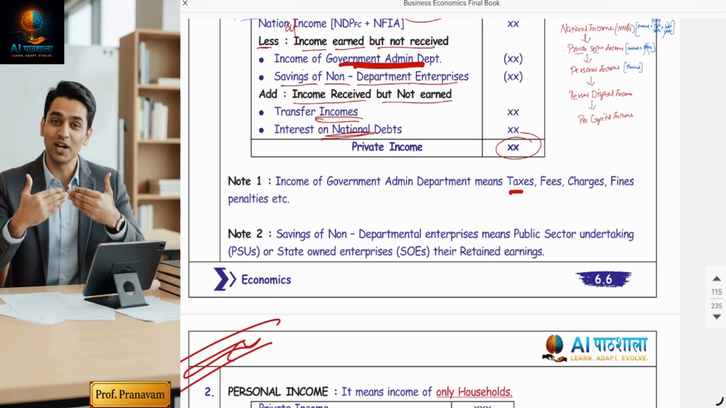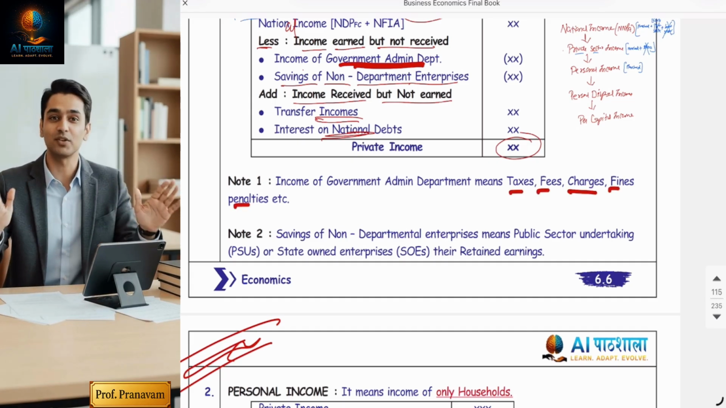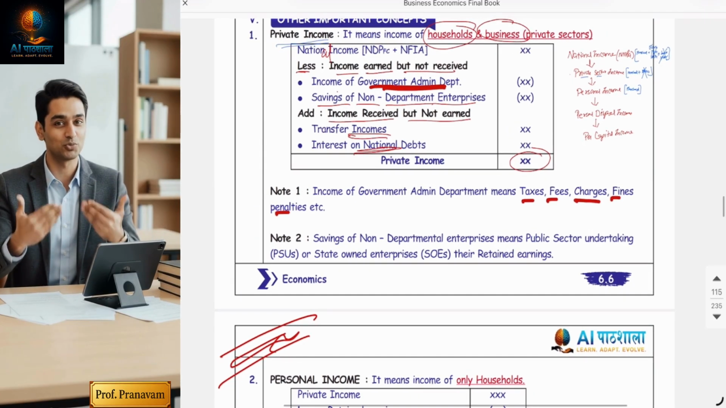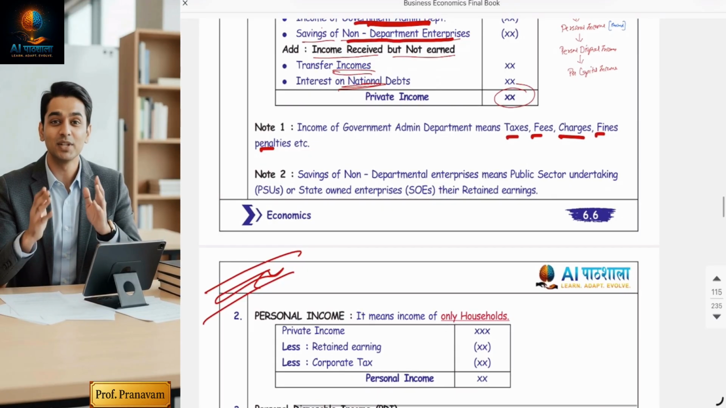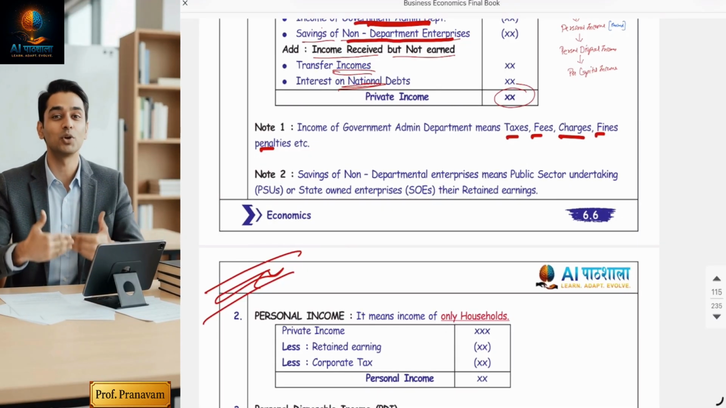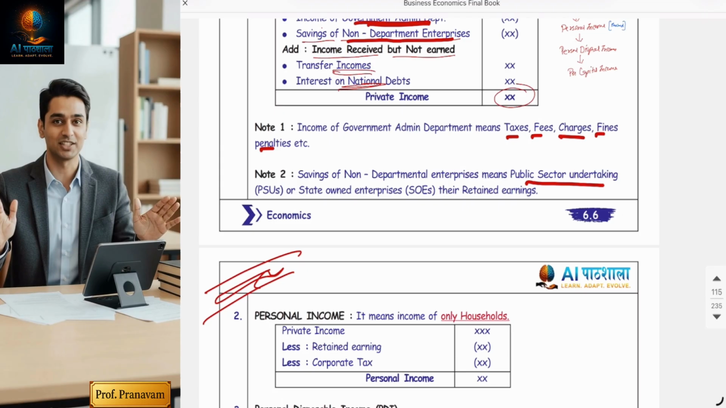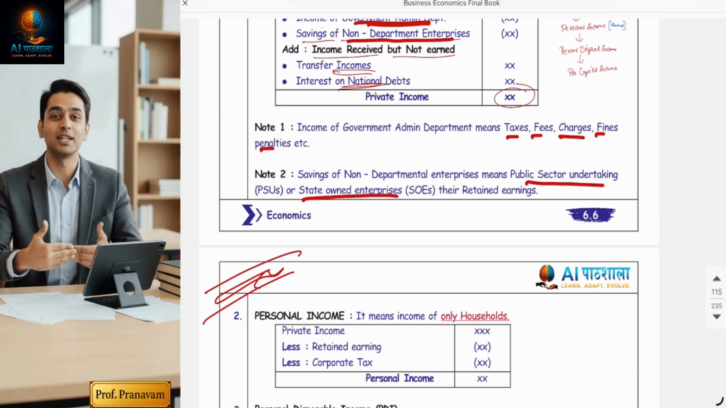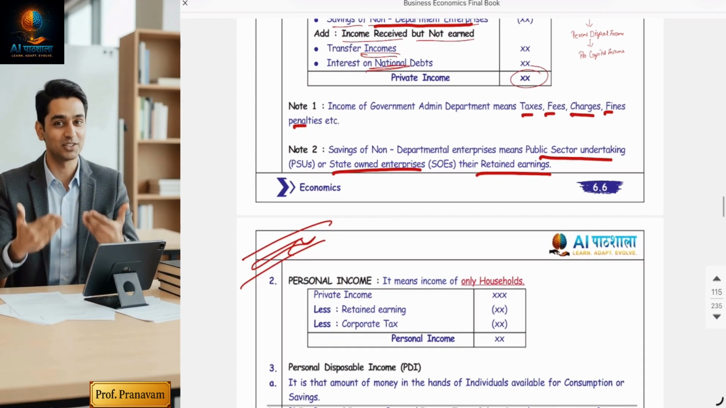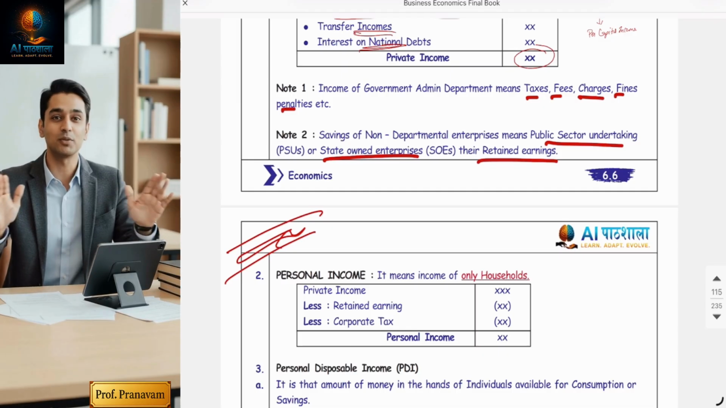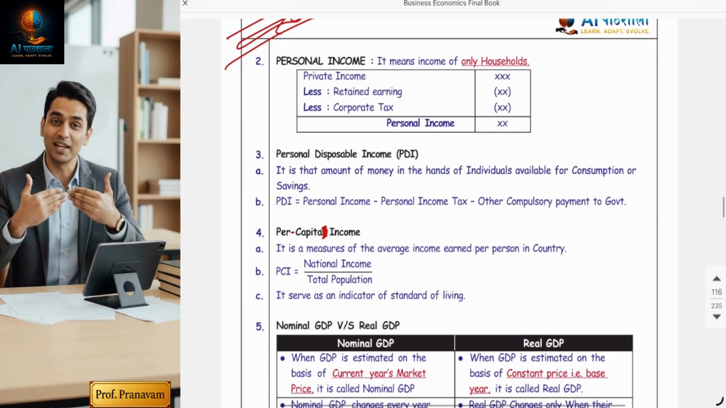It means taxes, fees, charges, fines, penalties, etc. It's an income of the government. And savings of non-departmental enterprises. What do you mean by savings of non-departmental enterprises? For that you have to refer note 2. It is public sector undertakings and state-owned enterprises' retained earnings, meaning profit saved by public sector undertakings and government departments. So this is what the private income is.